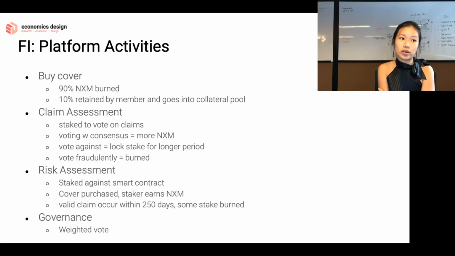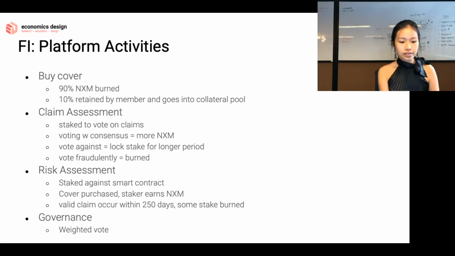So you can't use it for a while. There's like punishments for saying the wrong stuff. But you still own your NXM tokens. However, if you vote fraudulently, so if you vote badly, if you're a bad actor, then your tokens will be burnt. And when your tokens are burnt, the overall value of the NXM token increases.